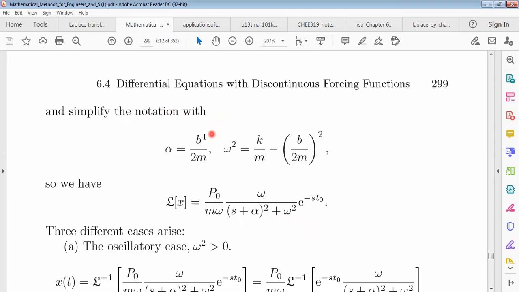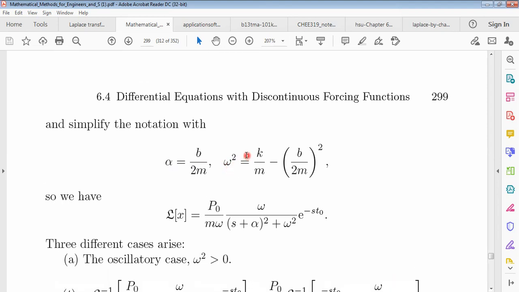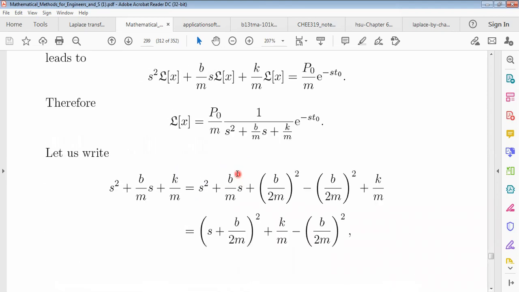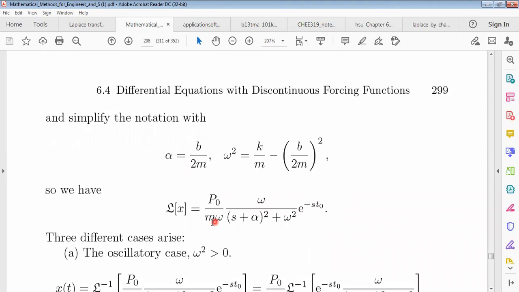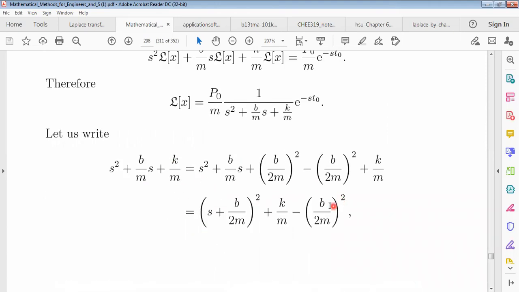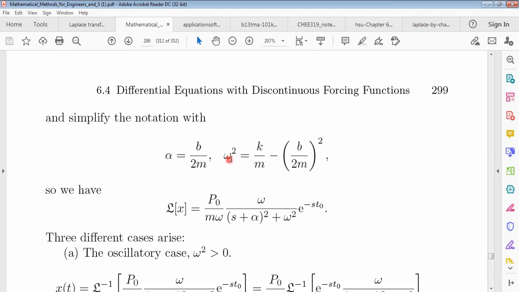Now simplifying the notation, here alpha equals b by twice m. Just for simplification, alpha equals b by twice m. So s plus alpha whole square plus omega square, where omega square equals k by m minus b by twice m whole square.